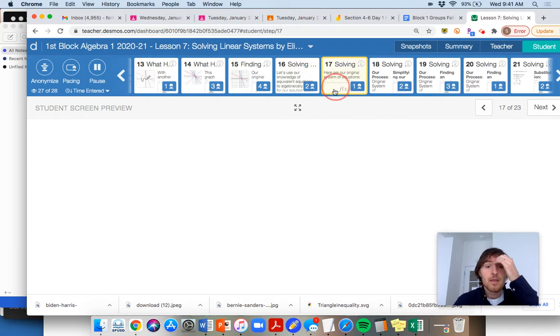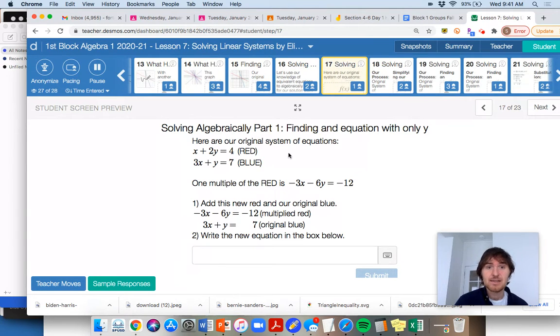Going to slide 17: Solving algebraically, part 1. Finding an equation with only one y. So we want to eliminate x somehow. Here is our original system of equations. One multiple of red is negative 3x minus 6y equals negative 12. Add this new red and our original blue and write the new equation into the box below. Let's do this real quick and then talk about it a little more. This is the multiplied red.